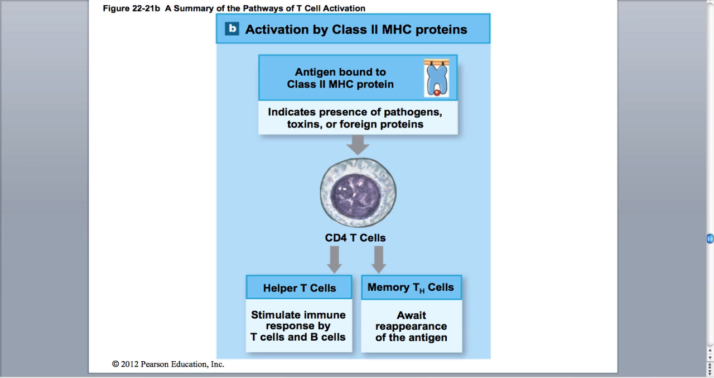Okay, next slide. So again, don't forget, helper T cells work with level 2 macrophages, level 3 B cells, level 4 T cells. Next slide.